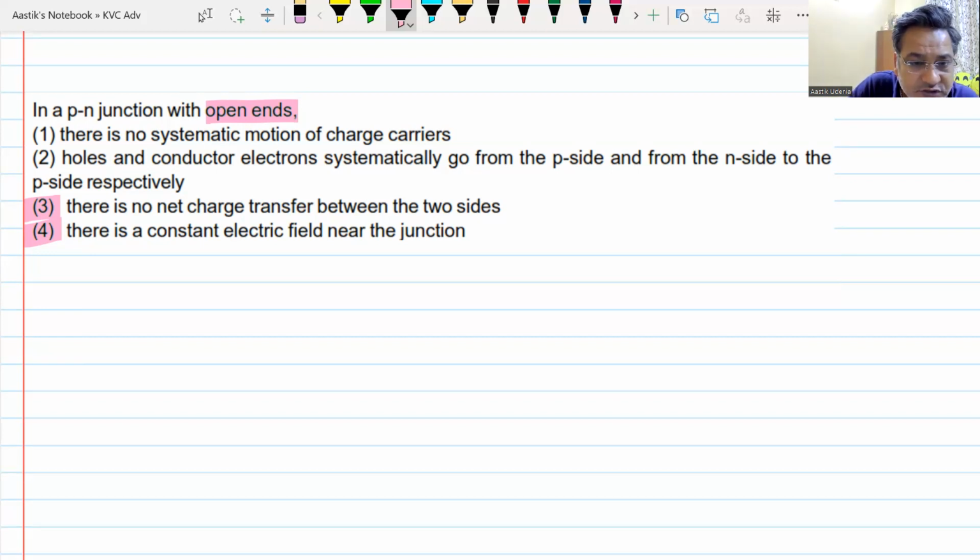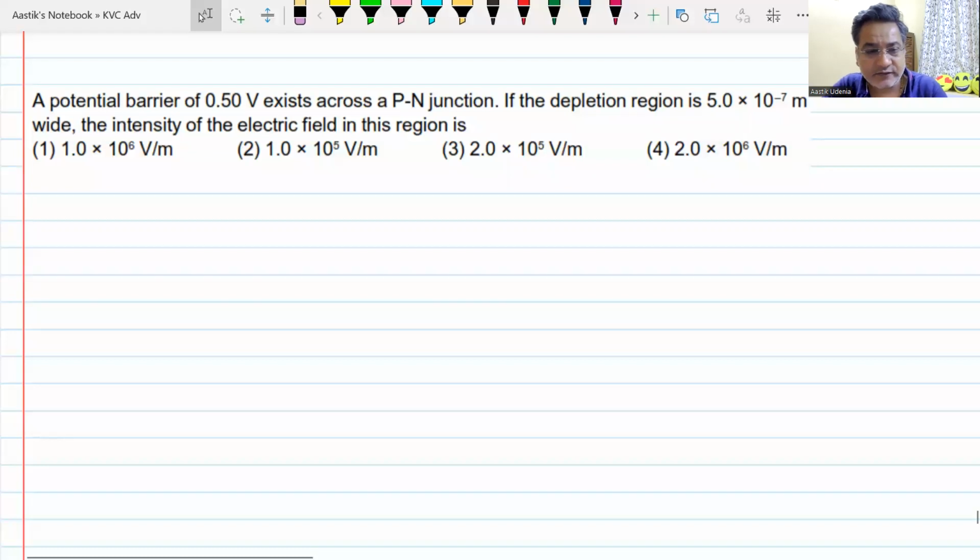Anyways, this is the next question. A potential barrier of 0.5 volt exists across a PN junction. Its depletion region is 5 into 10 raised to the power minus 7 meters wide. What is the intensity of electric field in this region? You have a minute to win it.